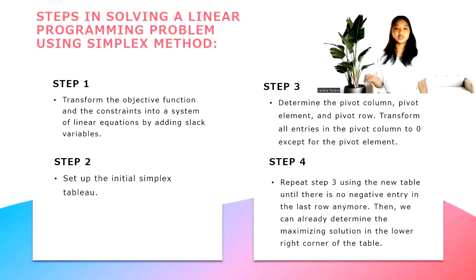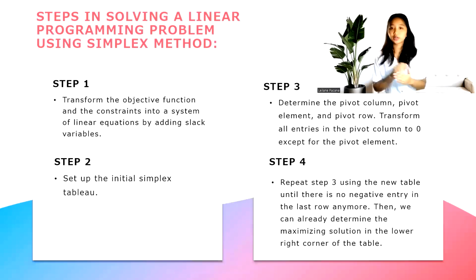So there are steps in solving a linear programming problem using the simplex method. First, as we already create our linear inequalities using the less than symbol, we will transform the objective function and the constraints into a system of linear equations. There are what we call slack variables, which we will be adding to our constraints. Step 2 is to set up our initial simplex tableau.